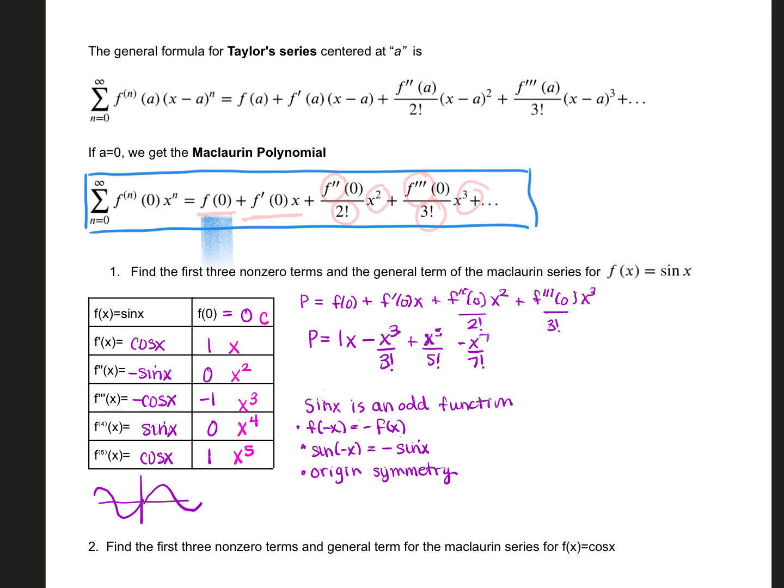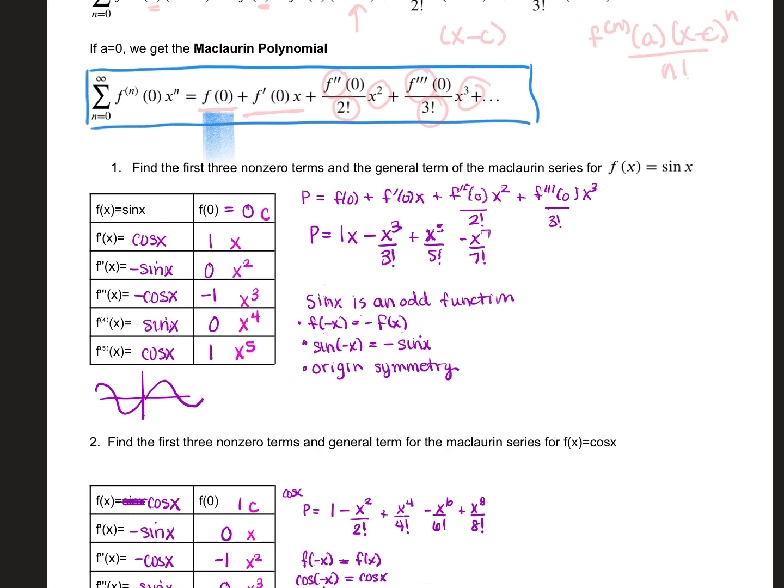The only difference with it not centered at 0 is that you're going to plug in a for all the derivatives. And now you need x minus a because you're always going to have x minus where it's centered. So in general, this would be the nth derivative at c, x minus c to the n over n factorial. So for the next couple problems, we just go ahead and create them.